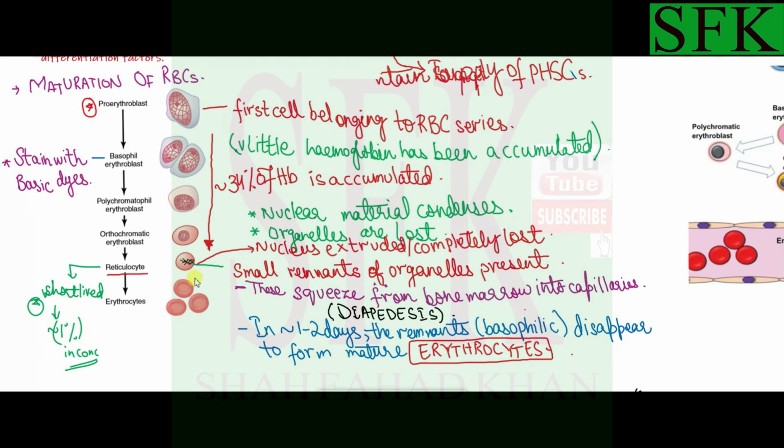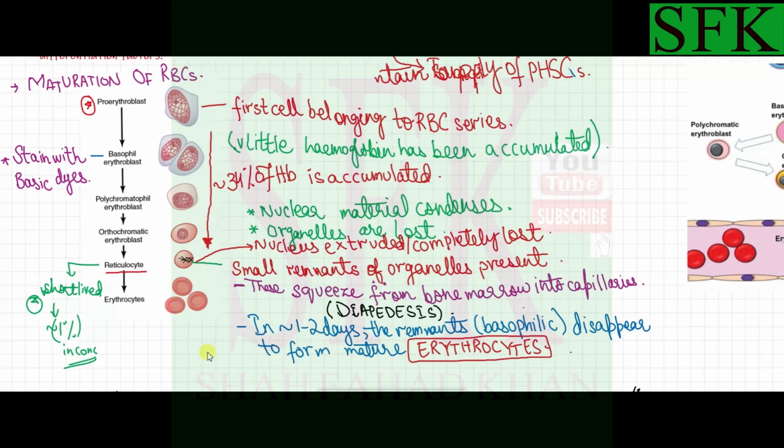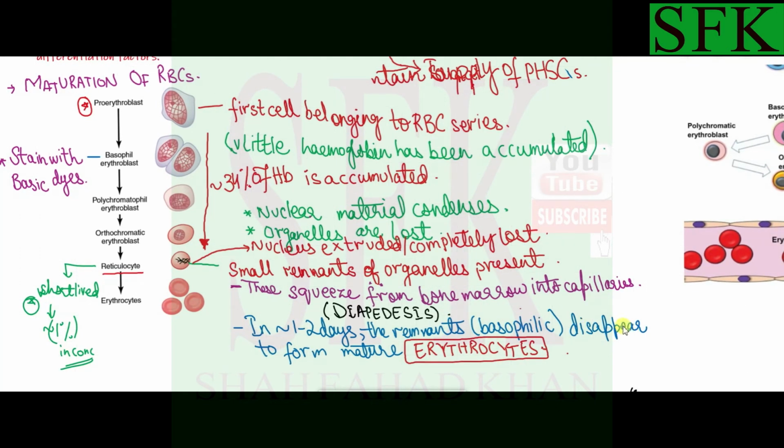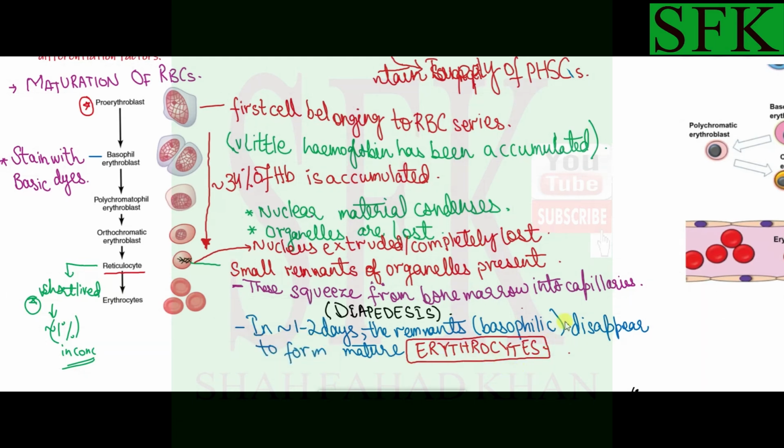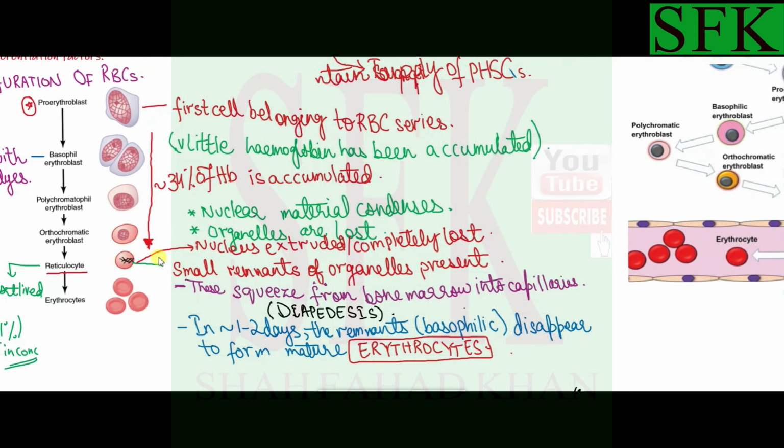But at the erythrocyte stage, none of the organelles are present. Basically, very few organelles are present, so as to provide more room for hemoglobin. And the mitochondria and nuclei are absent from mature erythrocytes. After 1 to 2 days, the basophilic appearance disappears to form the mature erythrocytes. Okay, the basophilic appearance was due to the small remnants of the organelles which are left in the reticulocyte stage. So these were the different steps of events.